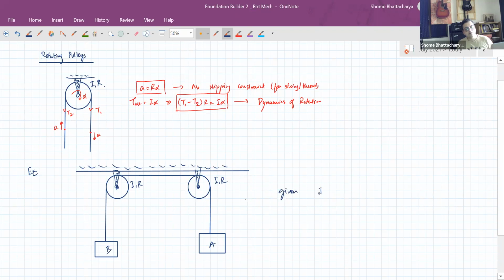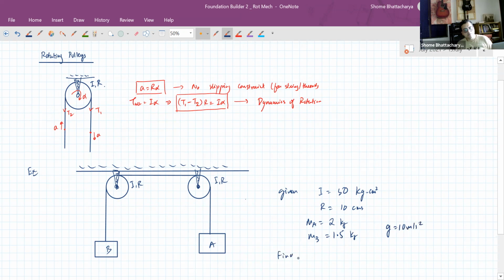Given that the moment of inertia of each of the pulleys is 50 kilogram centimeter square, and the radius of each one is 10 centimeters. Mass of block A is, say, 2 kilograms, and mass of block B is 1.5 kilograms. Take g as 10 meters per second square. You want to find the acceleration of the blocks A and B and the angular acceleration alpha of the pulley.